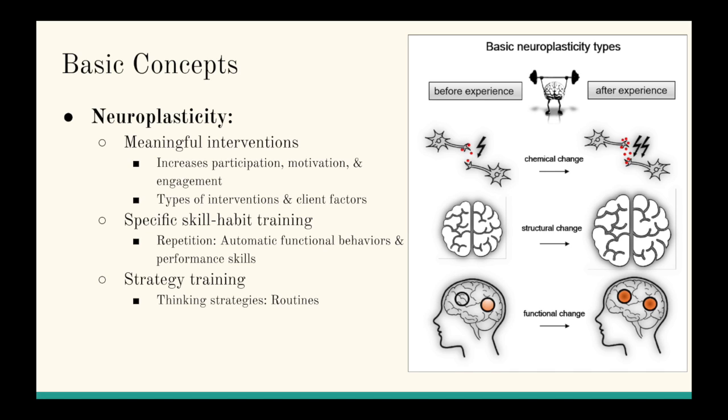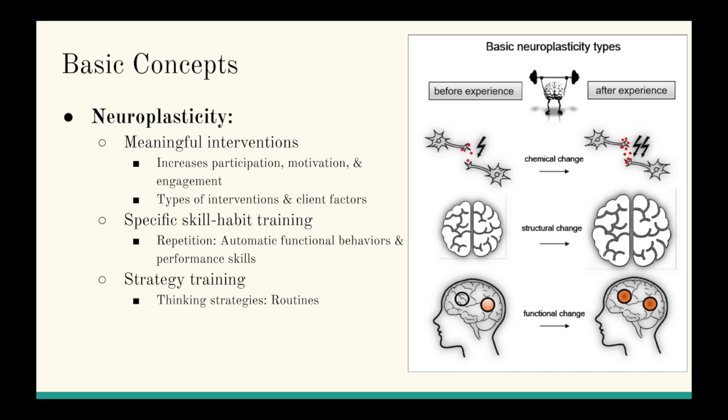In the Giles 2018 Slagle lecture, there were two types of trainings or interventions. One was the specific skill habit training, which relates to the client with TBI performing a specific task with repetition of that task. This intervention can generate experience-dependent plasticity that will help the clients learn and create new memories to increase occupational performance skills and automatic functional behaviors.